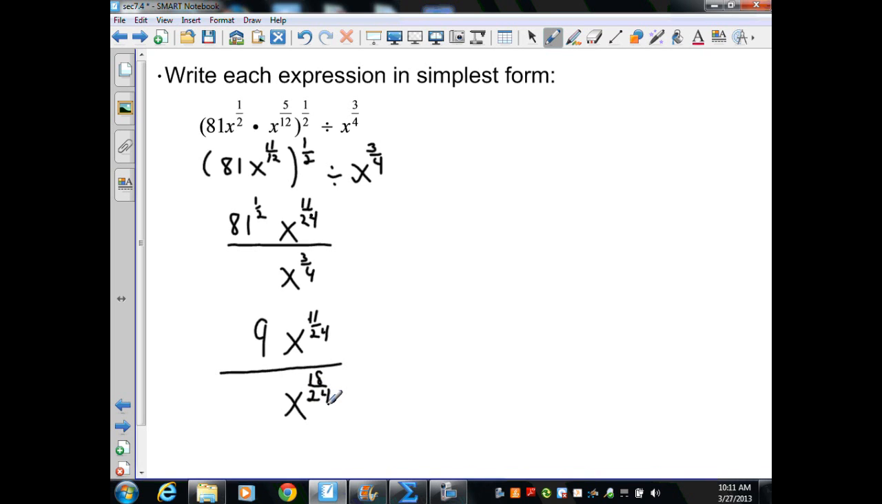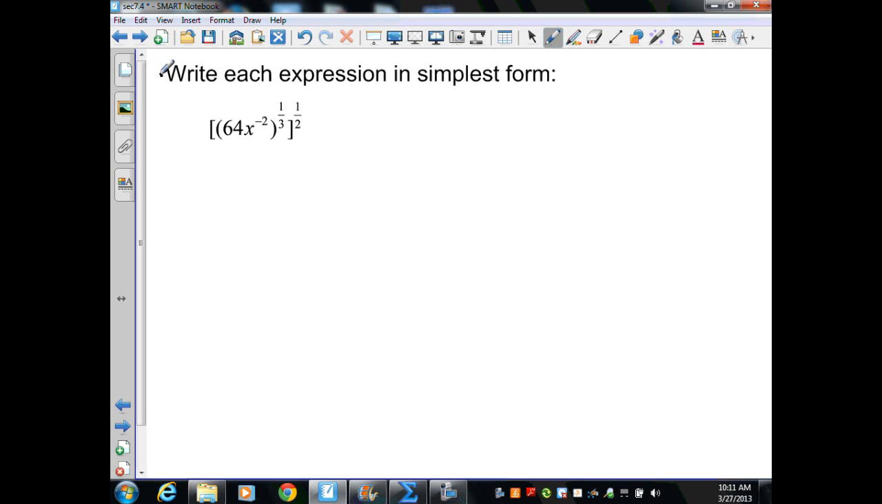Now I subtract. That's going to give me 9 x, 11 minus 18 is a negative 7/24. But since the exponent on my x is negative, I need to take that to the denominator. Therefore, my solution is 9 over x to the 7/24.